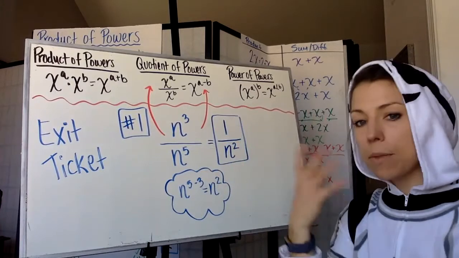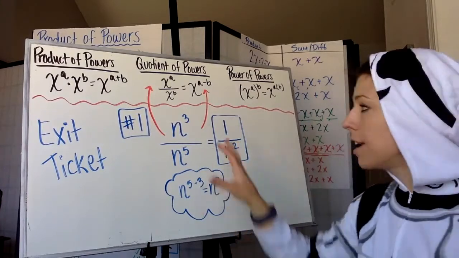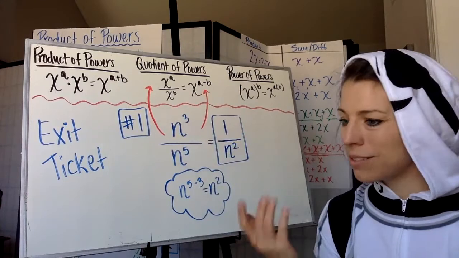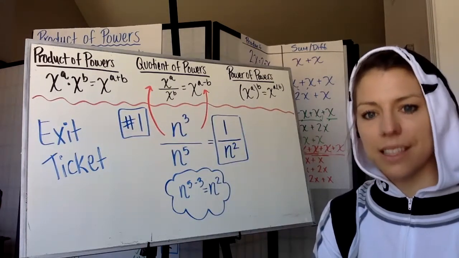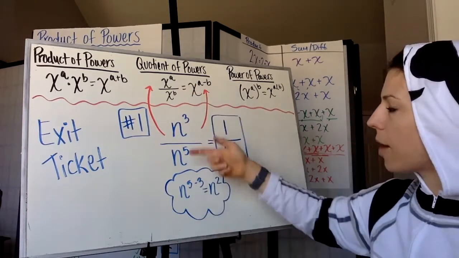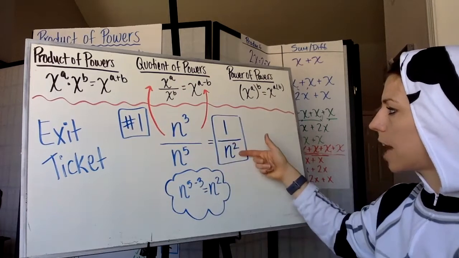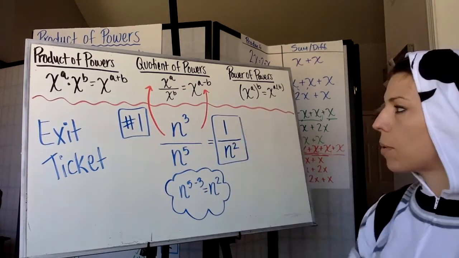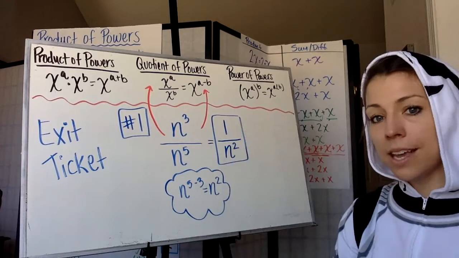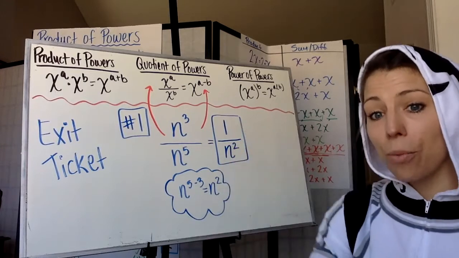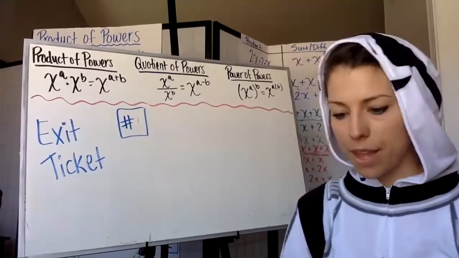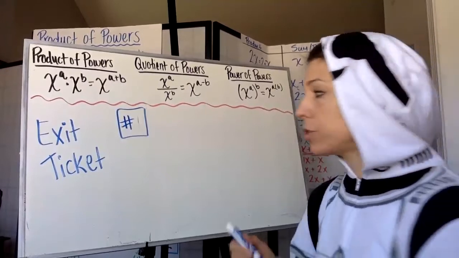Look at that. Aside from the fact that I had to explain it a lot, the actual math of it took 10 seconds, less than that, right? So quotient of powers, more n's in the denominator. I'm left with 2 n's in the denominator, no n's in the numerator, which means I'm just left with n squared. And that's called a single power. Okay, exit ticket number 2.